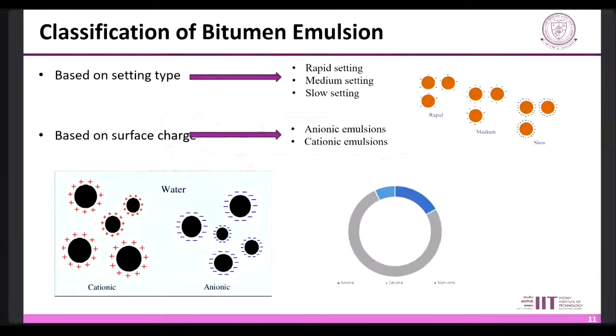As per the literature, it can be seen that in India, the cationic is mostly used and is a versatile type of emulsion which is used for paving purposes. Although there are anionic as well as non-ionic emulsions, cationic is mostly used. It is because the aggregate which is used in India is mostly siliceous aggregate, which has negatively charged particles, and because of this, there is a proper or good bonding between the cationic emulsion as well as the siliceous aggregates.